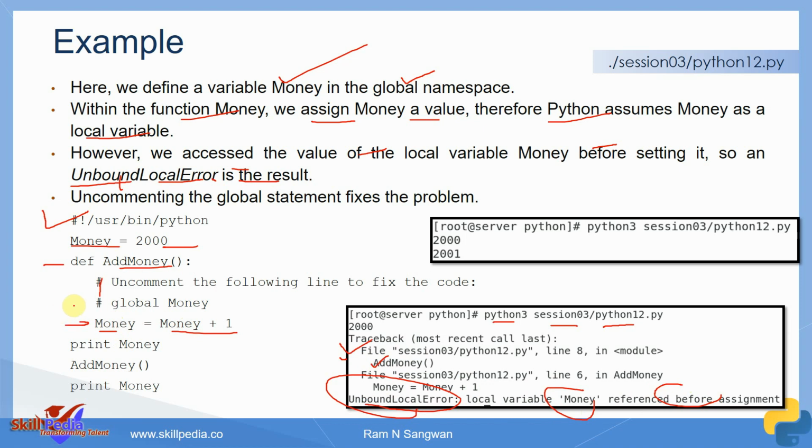Uncommenting the global statement. If you remove this comment, then it will work. After you uncomment, if you try, you will get the right value. And you'll get 2000 and 2001. First you will get 2000 and then you will get 2000 plus 1, that is 2001. Because by default here you are getting the value 2000 and you are adding 1 to it. That will make it 2001.